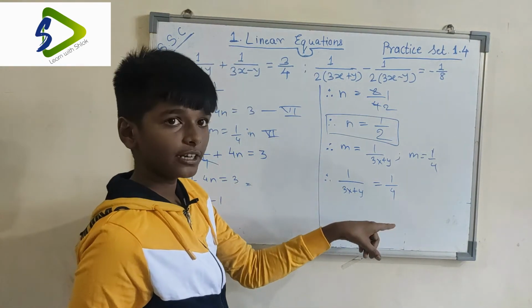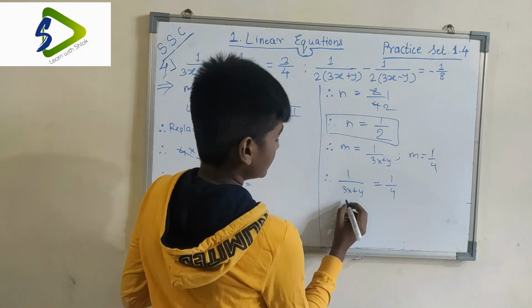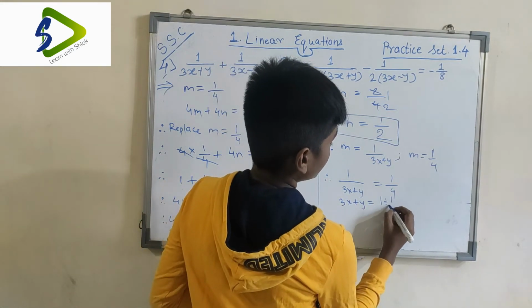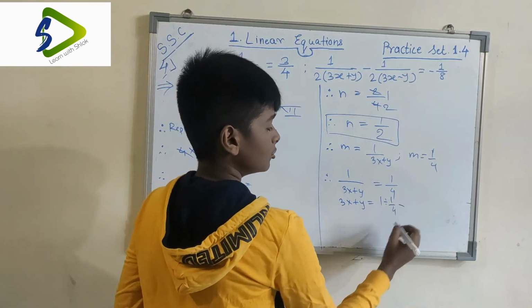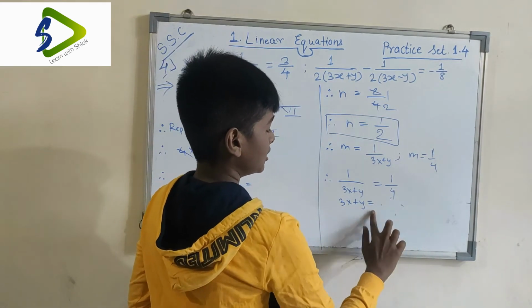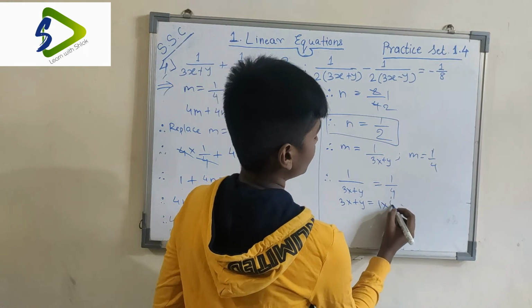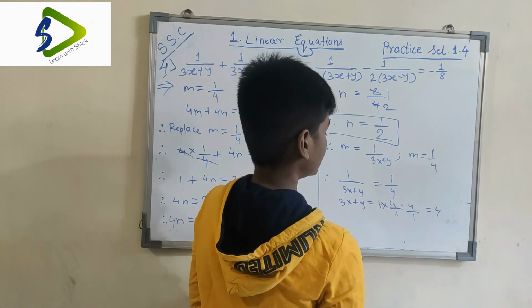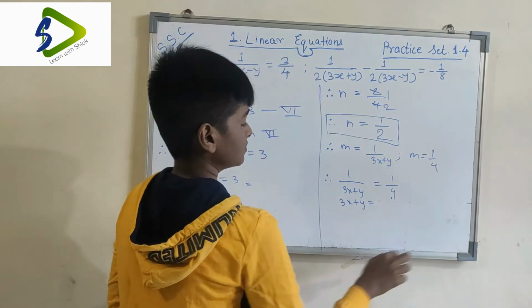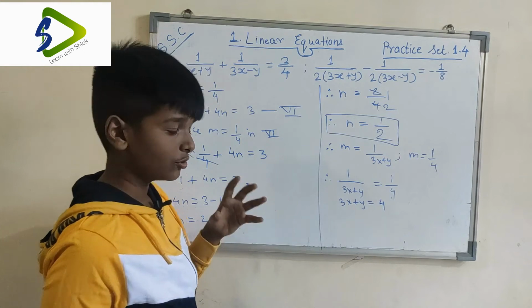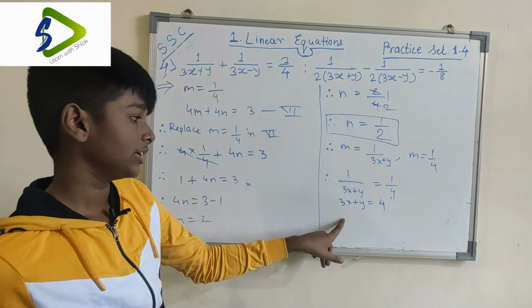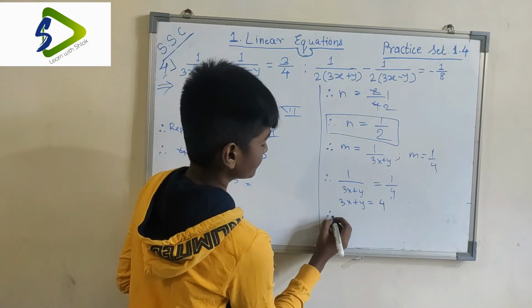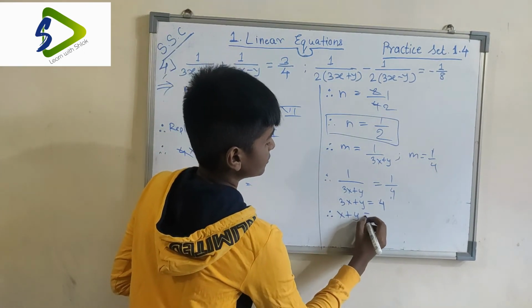Now what we can do, we can take 1 to the other side and it gets divided. That means 3x plus y is equal to 1 divided by 1 by 4, and to divide, we have to take the reciprocal of this. That means it becomes 1 times 4 by 1. 1 times 4 is 4, and 4 by 1 is just 4, and that means 3x plus y is equal to 4. And now we can take 3 to the other side. Therefore x plus y is equal to 4 by 3.